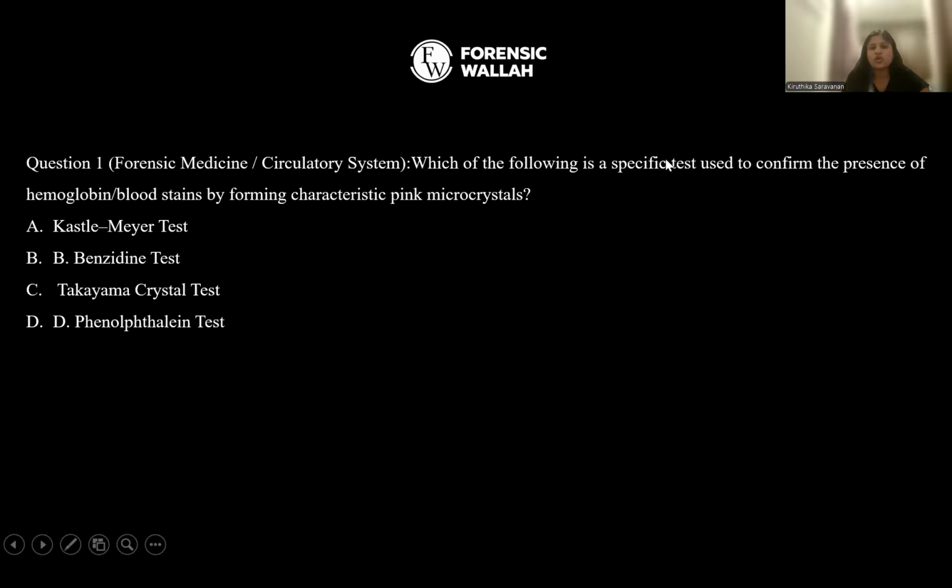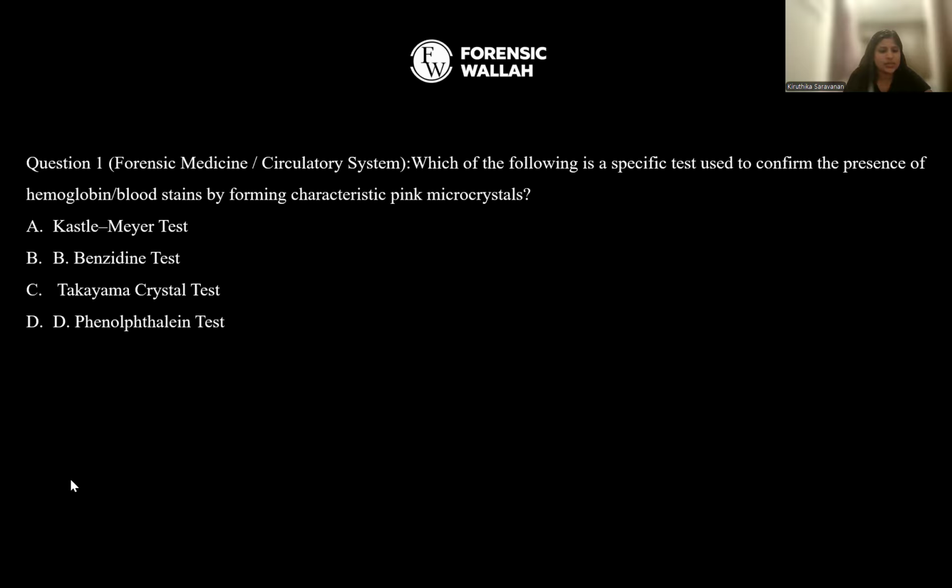Which of the following is a specific test used to confirm the presence of hemoglobin or blood stain by forming characteristic pink microcrystals? When you see pink microcrystal itself, it's basically the Takayama crystal test. So here the clue is microcrystal. The Takayama crystal test is basically a confirmatory test used to see whether the particular stain is blood or not. Okay.